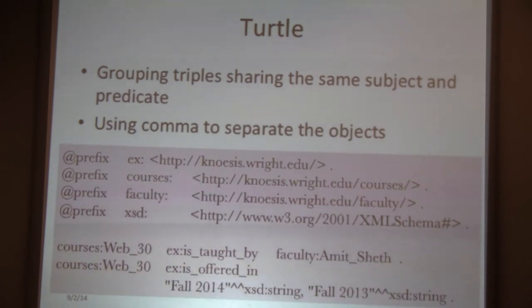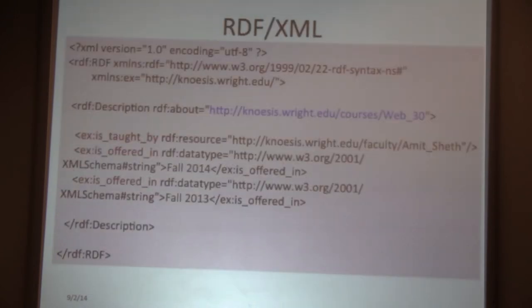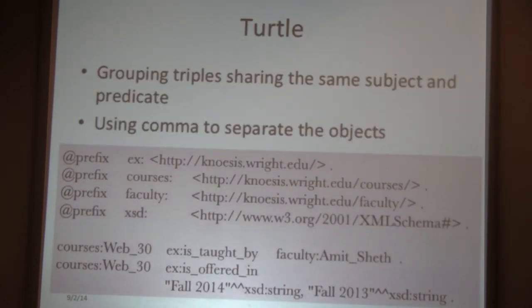And let's say a resource may have multiple values for the same property. This is how you can group them, like the course being offered in 2014 and 2013, or even more, every year. So by using the prefix and grouping the triples that share the same subject, or the same subject and predicate, we can reduce the size. That is the second format.